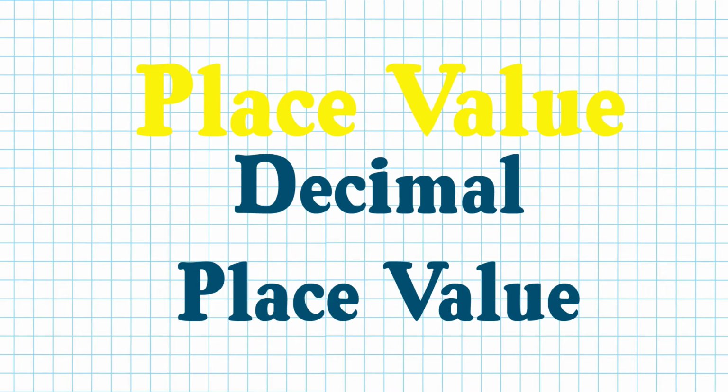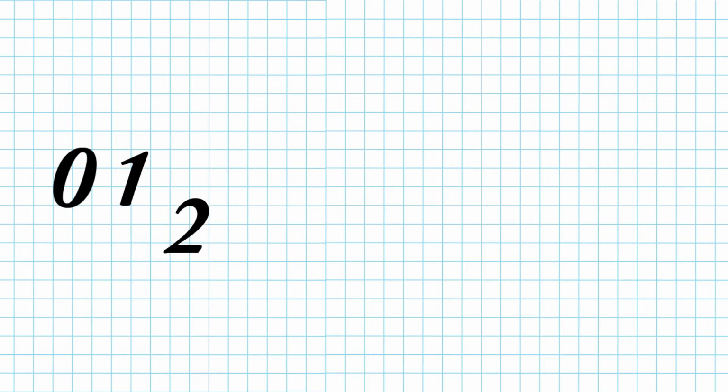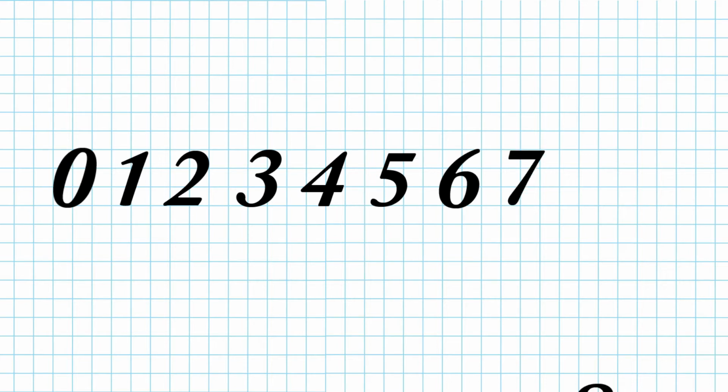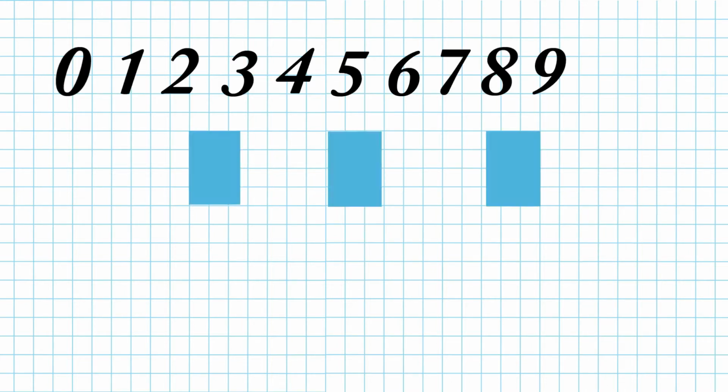Today we will discuss place value and decimal place value. As we only have 10 digits in the maths number system, which are 0, 1, 2, 3, 4, 5, 6, 7, 8 and 9, how do we count numbers bigger than 9?